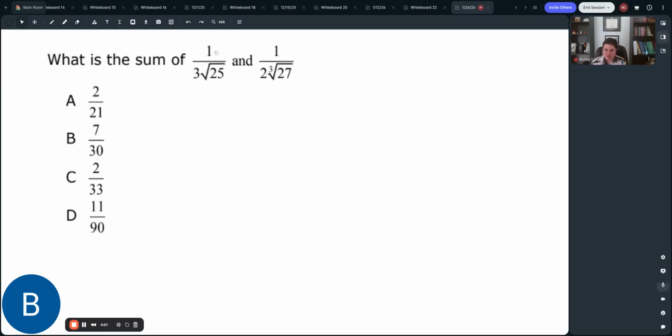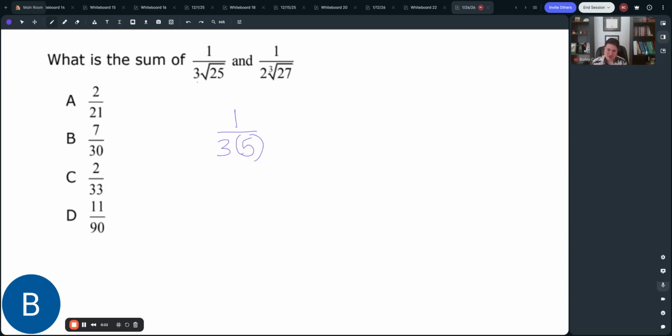What is the sum of 1 over 3 root 25 and 1 over 2 cube root 27? So first thing we're going to want to do here is simplify our roots. So square root of 25, that's just basically saying what number times itself equals 25. So that's 5. So we're going to have 1 over 3 times 5.